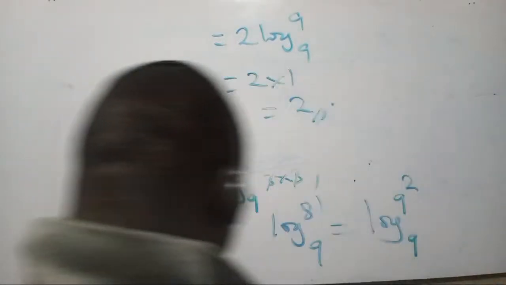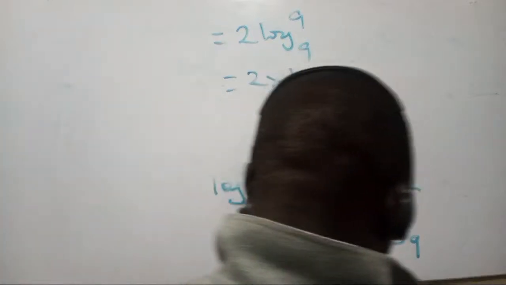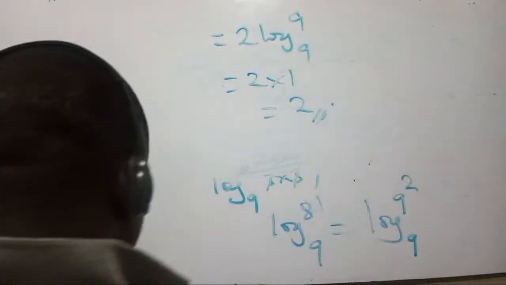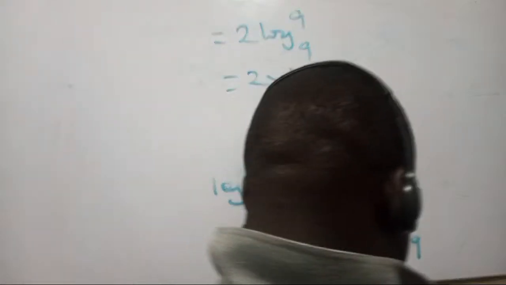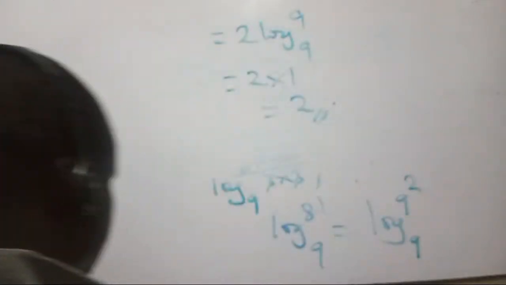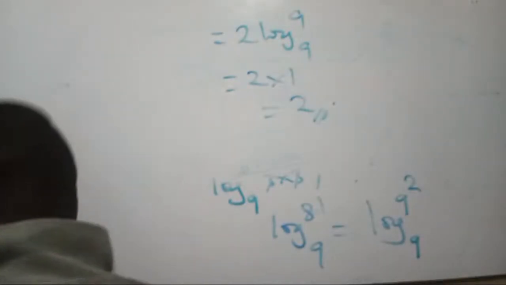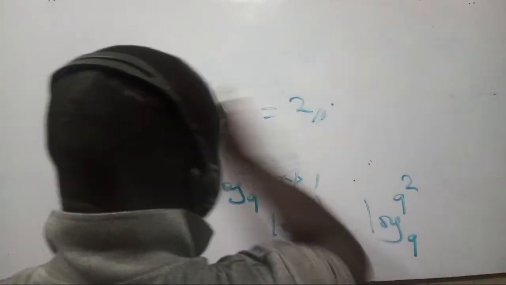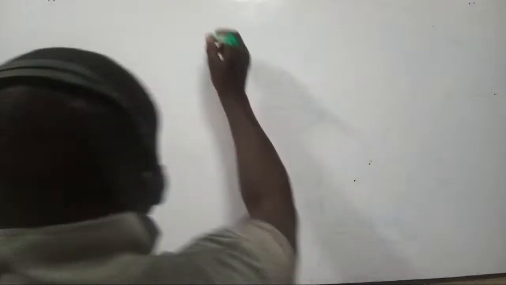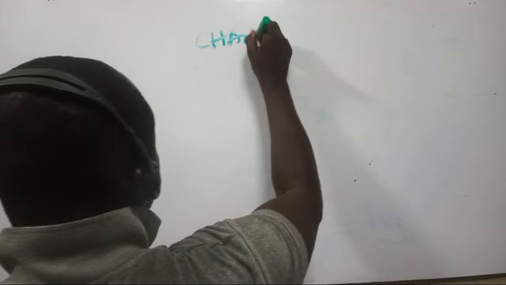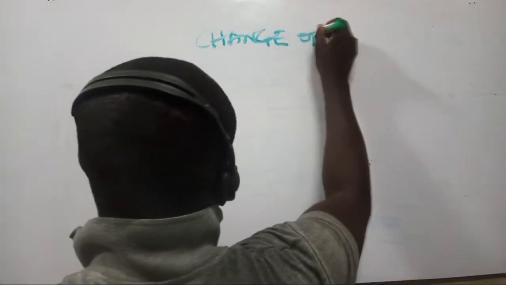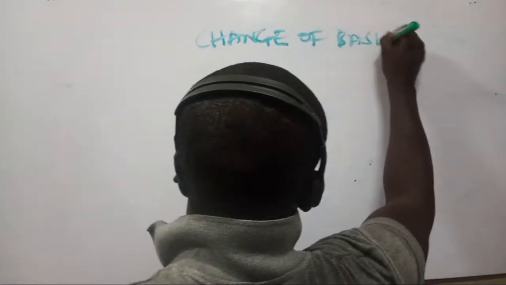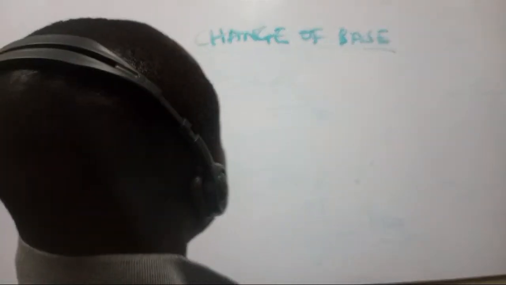So that's what we're going to get. Then I want us to note something. There's what we call change of base. That is, we can change the base of any logarithm. So let's briefly talk about change of base in logarithm, before we give further examples and before we introduce logarithmic equations.